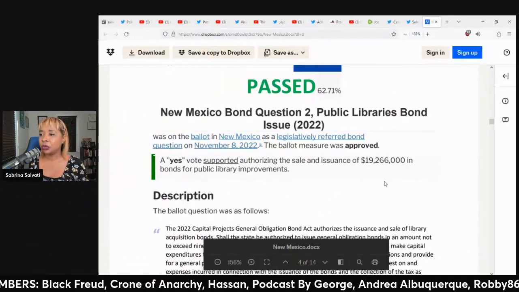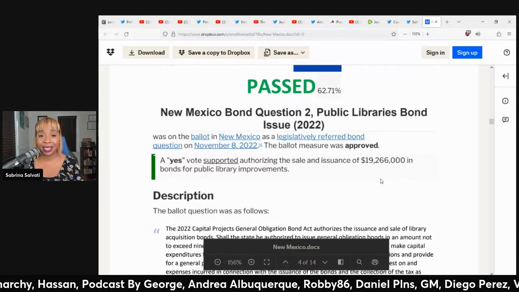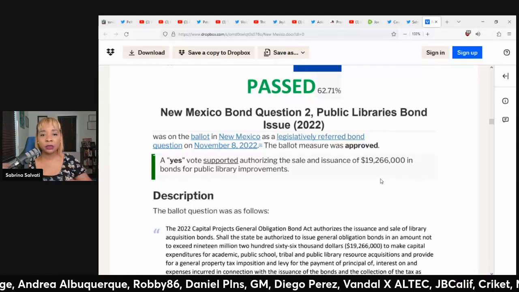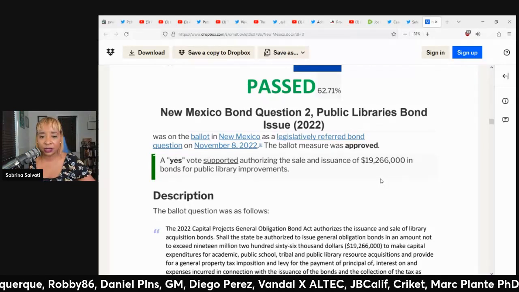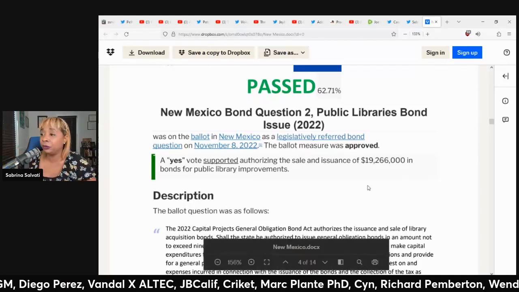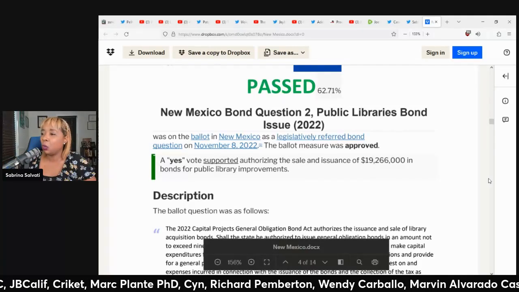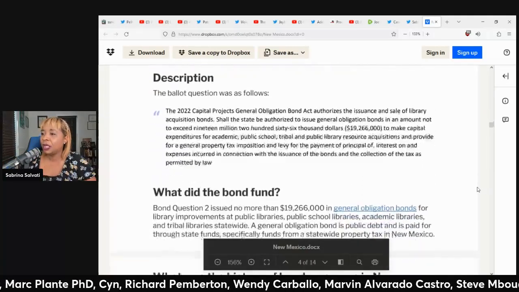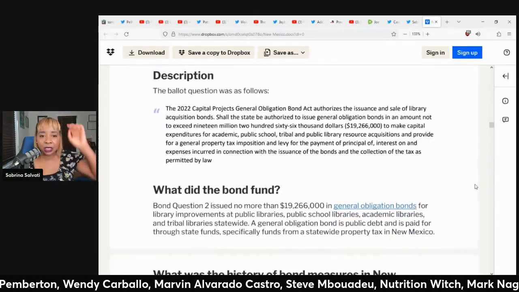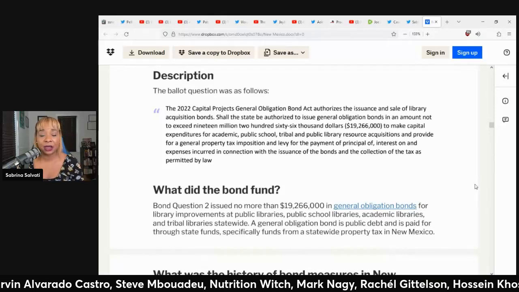And that is number 2, New Mexico bond question 2, public libraries bond issue. A yes vote supported authorizing the sale of issuance of over 19 million in bonds for public library improvements. This measure passed by 62.71%.